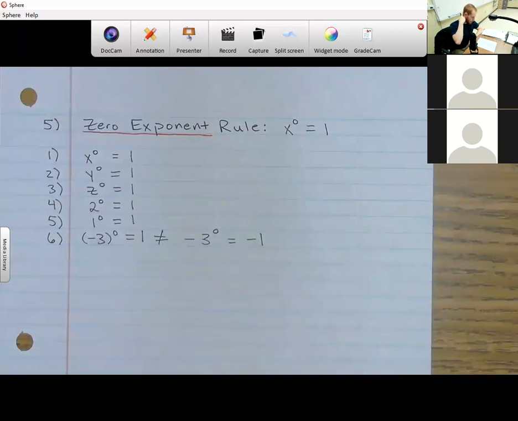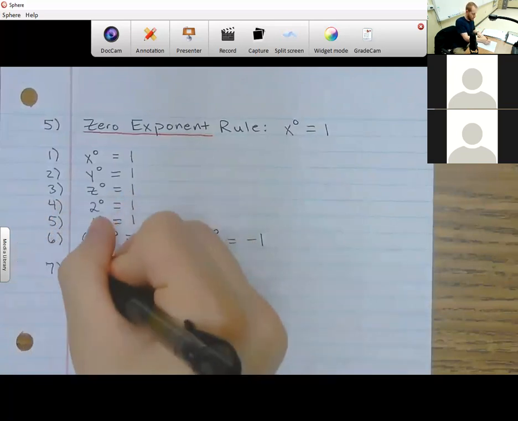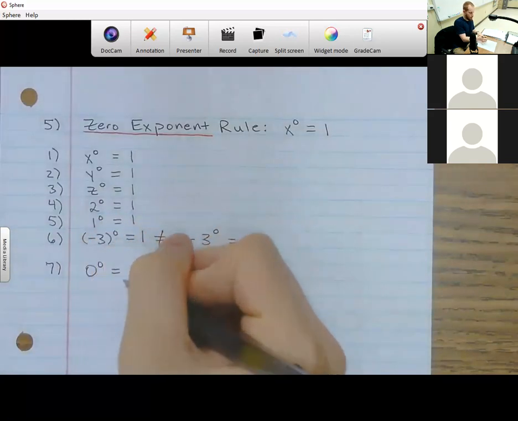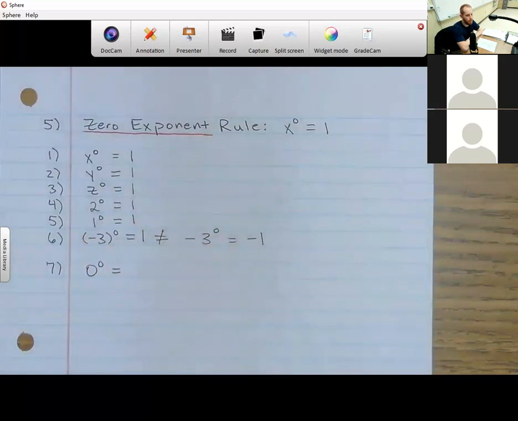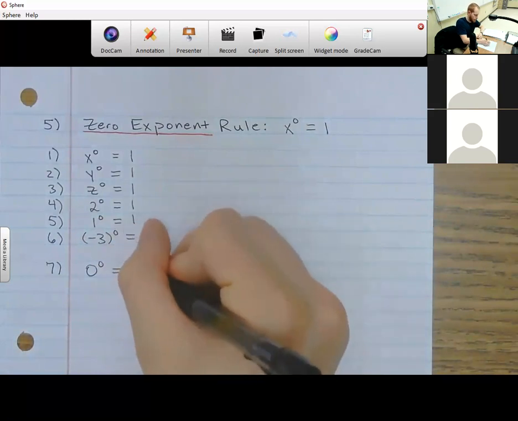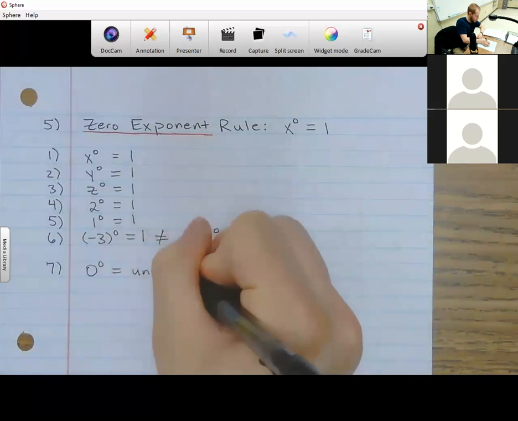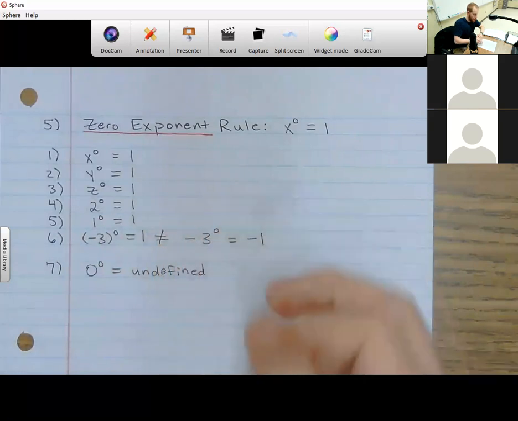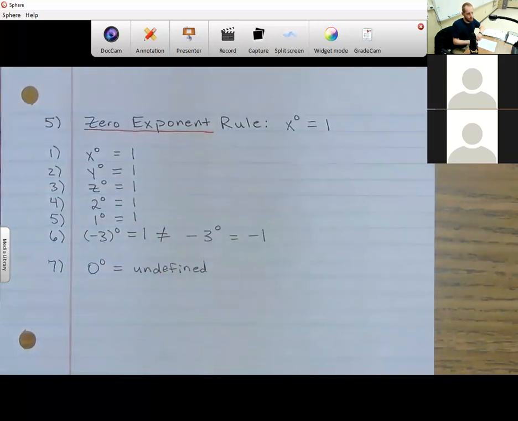So here's the last problem I wanted to talk about. Number 7. What is 0 to the 0 power? 0 to the 0 power. This one is actually undefined. So I'm going to write undefined. So 0 to the 0 power is traditionally undefined. And that just means you don't get a number for your answer. You actually don't get an answer at all because there's no way to define the answer for this problem.